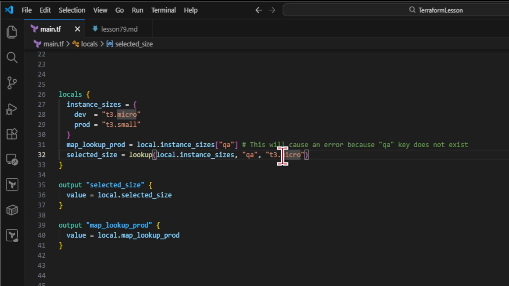Terraform's type system also distinguishes maps and objects, but in common configuration work, they are often used interchangeably when the access pattern is key-based.